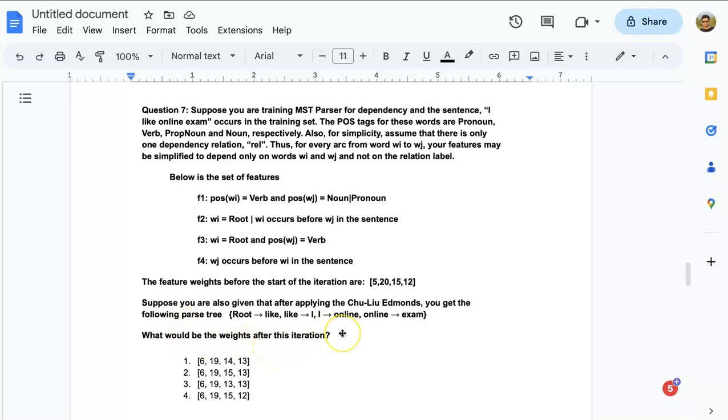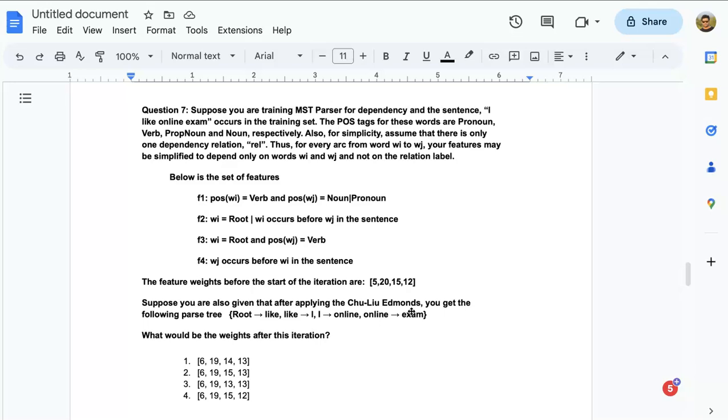If you remember the algorithm correctly, first they give some features, and then some preliminary weights for each of these features. After the features and weights are given, we calculate the edge weights, and accordingly, using the Chu-Liu-Edmonds algorithm, we first draw the first MST parse or dependency tree of the sentence. Then we match it with our gold dependency tree, and accordingly we update the weights. So that is the whole thing.